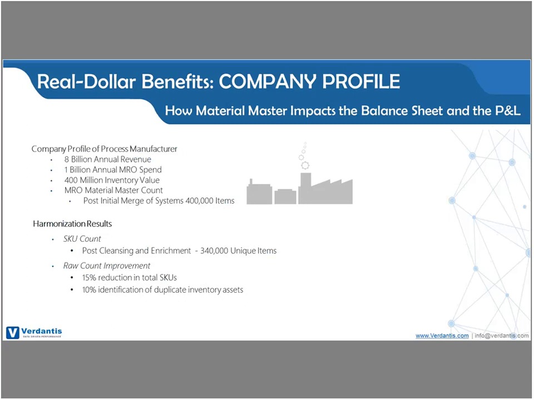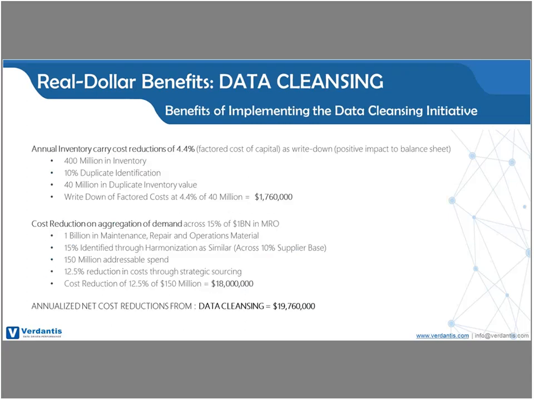the database by about 10% to bring it down to 340,000 unique items, and that was a reduction in total SKUs as well. To quantify it, they looked at their carrying cost and the reductions factored out of capital as a write-down that went right to the bottom line. Of that $400 million with a 10% duplicate identification, that equated to $40 million in duplicate inventory value, and they were looking at a write-down of about $1.7 million right off the bat.